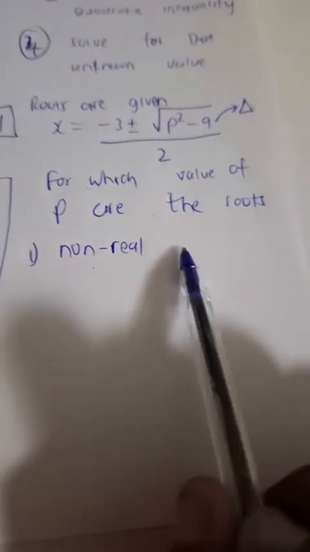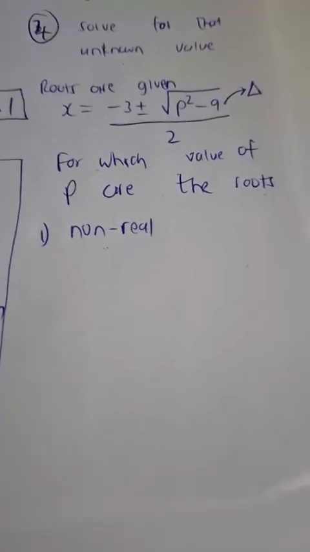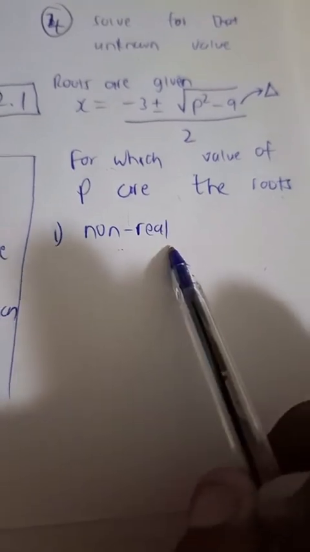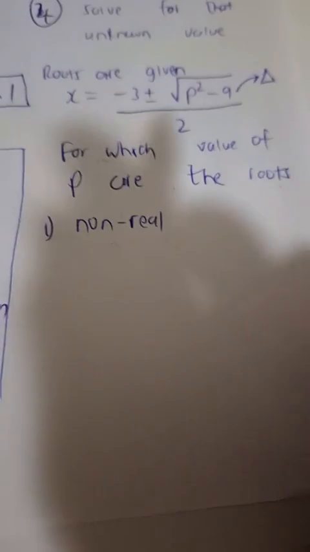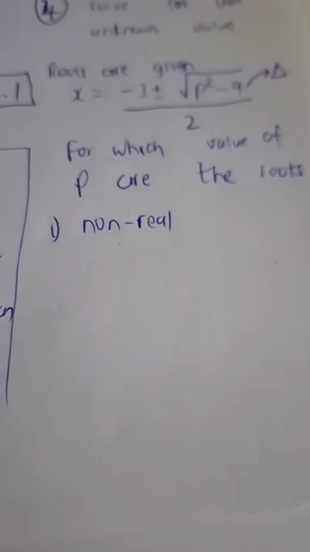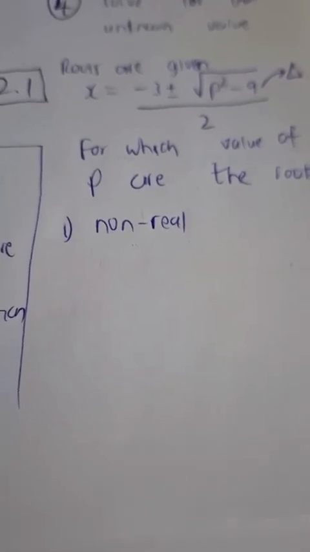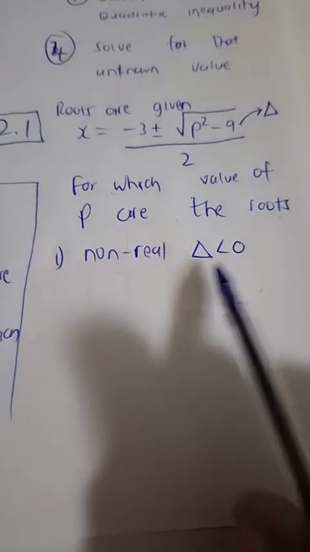So step 1, where do we start? We first determine, when we say non-real roots, what do we mean about delta? Do you remember what we mean about delta when we say non-real roots? What do we say about delta when the roots are non-real? Delta is... yes, thank you, Tsepang. It's when delta is less than 0.